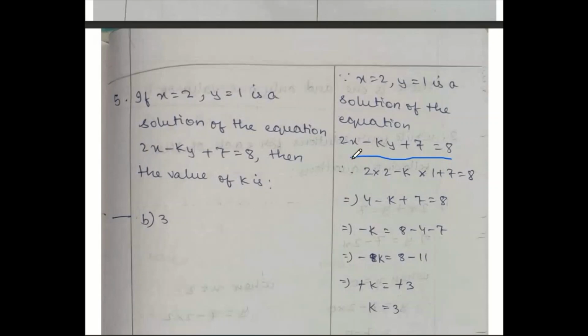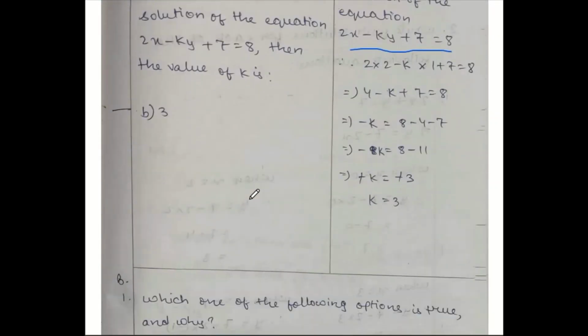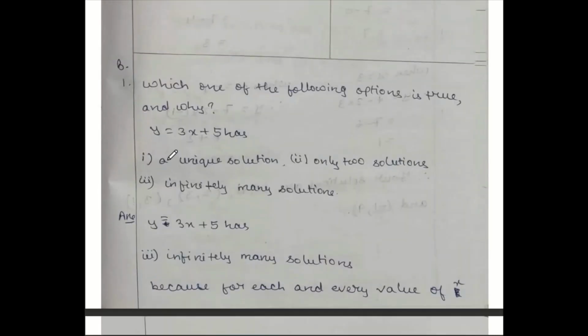You have to test it this way. Although it is a 1 mark question, you have to solve this side by side to get the perfect option. Now, question number B, first question I will teach. Which of the following options is true? y equal to 3x plus 5 has unique solution, there is only one solution, only two solutions, infinitely many solutions.